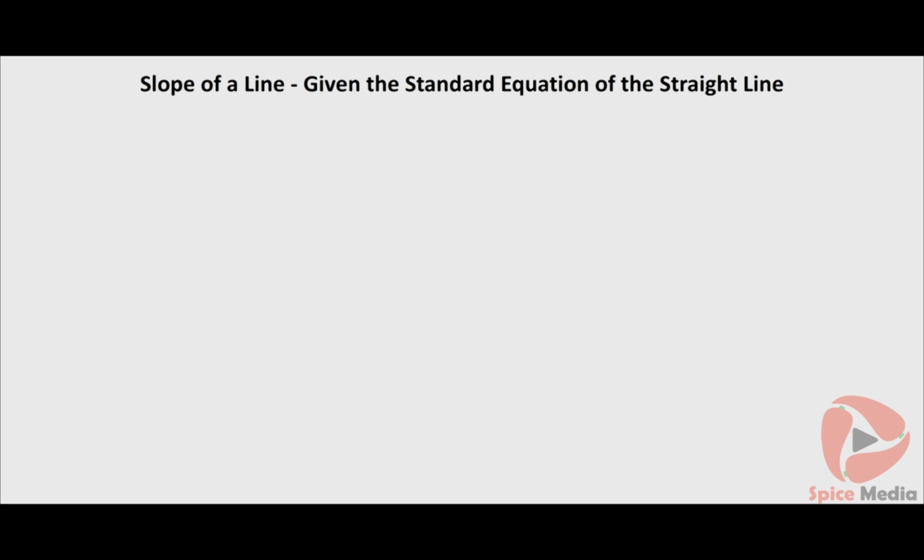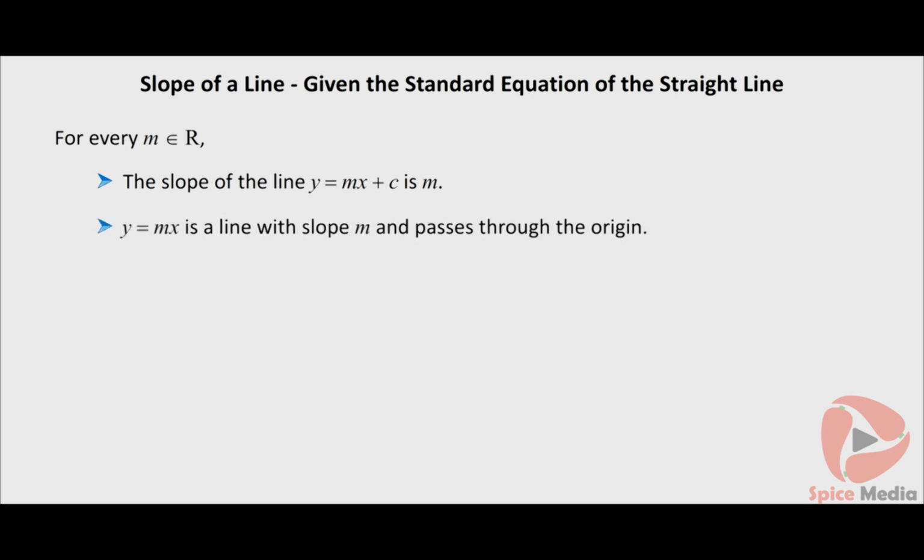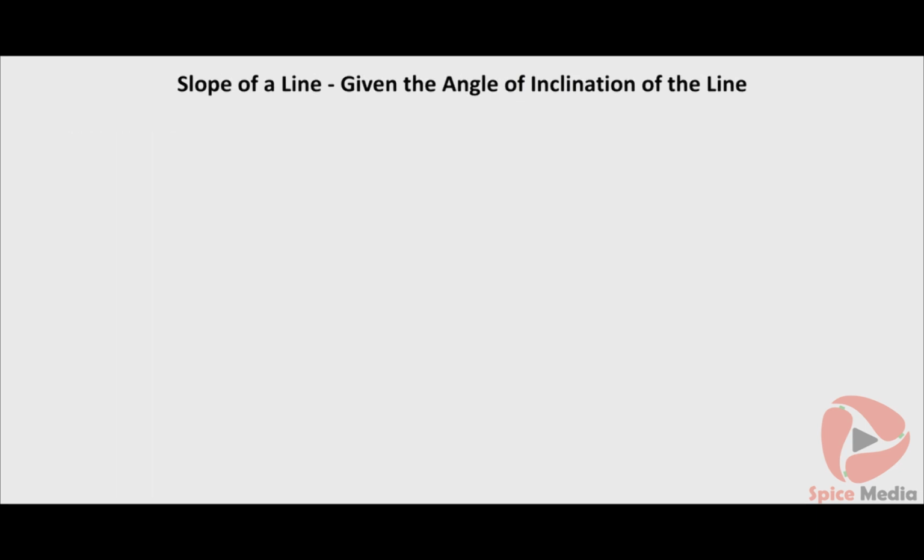Slope of a line, given the standard equation of a straight line. For every m an element of R, the slope of the line y is equal to mx plus c is m. y is equal to mx is a line with slope m and passes through the origin.